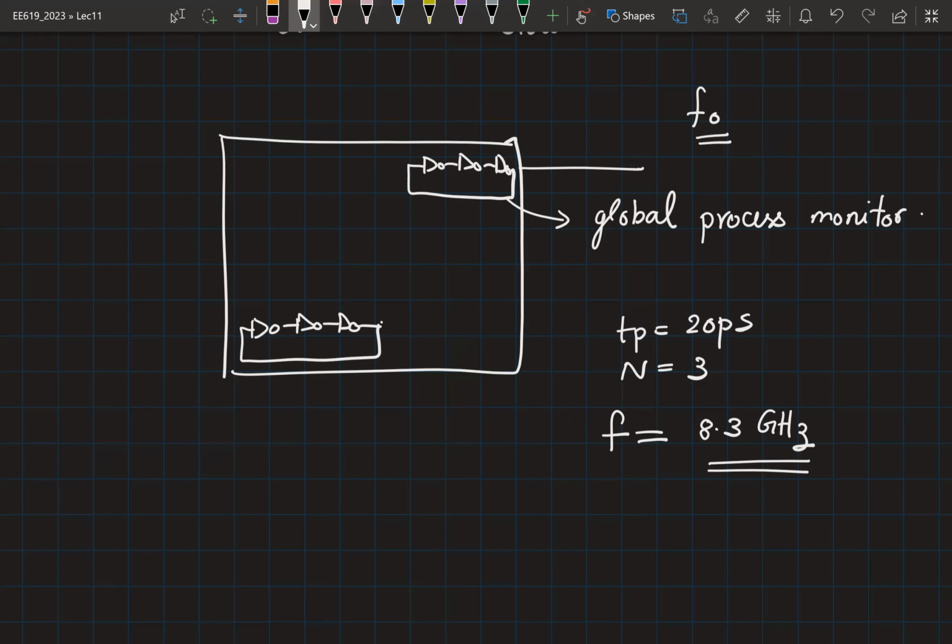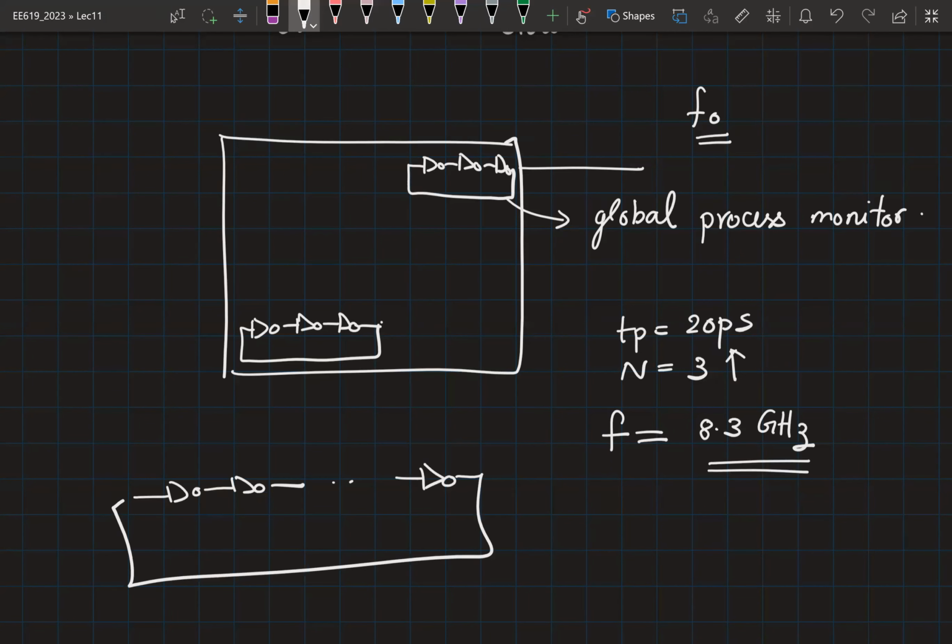So a common approach is simply to increase this N. You make it very large so that the frequency is smaller. And then if required, at the output, you will have a ring oscillator like this with a large number of stages, and then at the output, you can have divide by 2 or divide by 4 circuits, frequency dividers, to divide the frequency even further. So this way you will get your frequency in the range of a couple of hundreds of megahertz, which is very easy to measure.